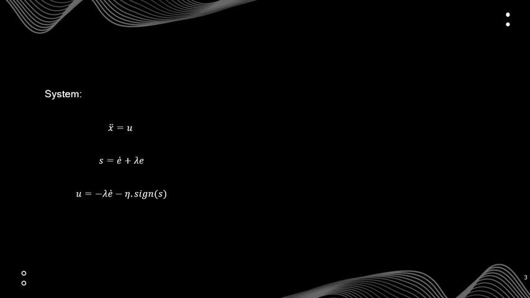Okay, let's quickly recall the system we're controlling, a second order integrator. Our sliding surface is S equal E dot plus lambda E, and the control law includes two parts, the equivalent part and the switching part. We'll now go step by step to implement this in MATLAB.